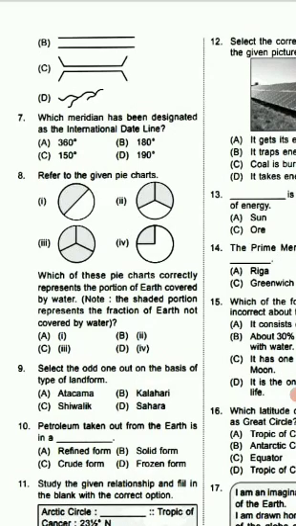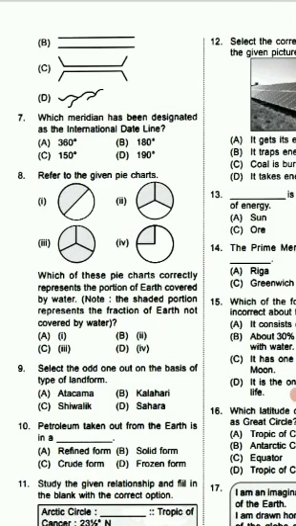Number 9. Select the odd one out on the basis of the type of landform. A. Atacama, B. Kalahari, C. Shivalik and D. Sahara. It is C. Shivalik is a mountain range and the rest are deserts.